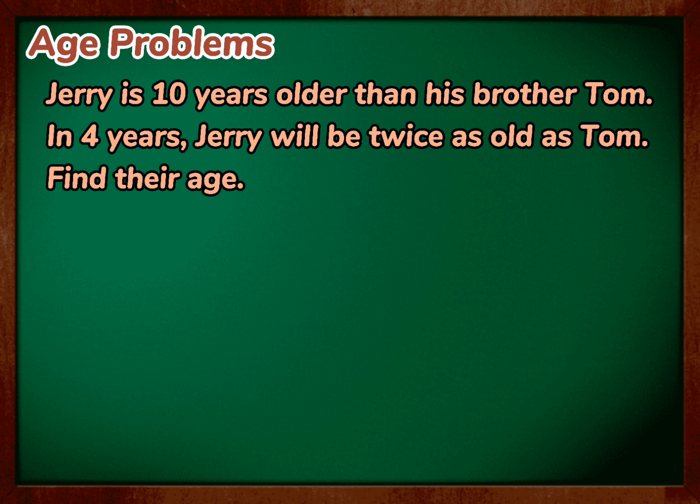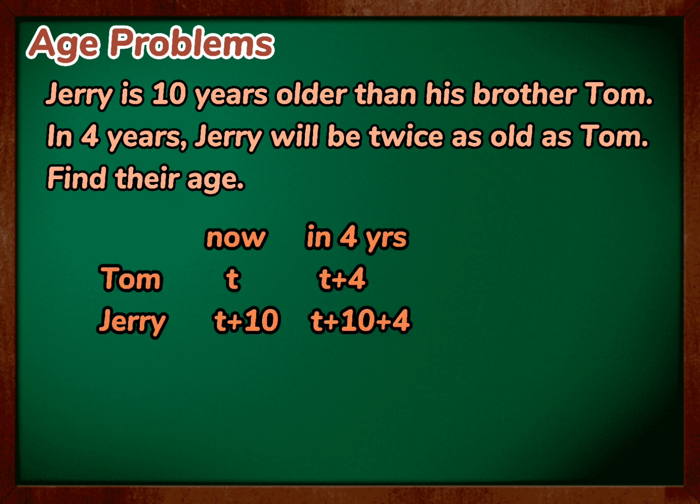Next, Jerry is 10 years older than his brother Tom. In 4 years, Jerry will be twice as old as Tom. Find their ages. So let T be the age of Tom, and Jerry, which is 10 years older than Tom, that's T plus 10. And in 4 years, Tom's age will be T plus 4, and Jerry's age will be T plus 10 plus 4.